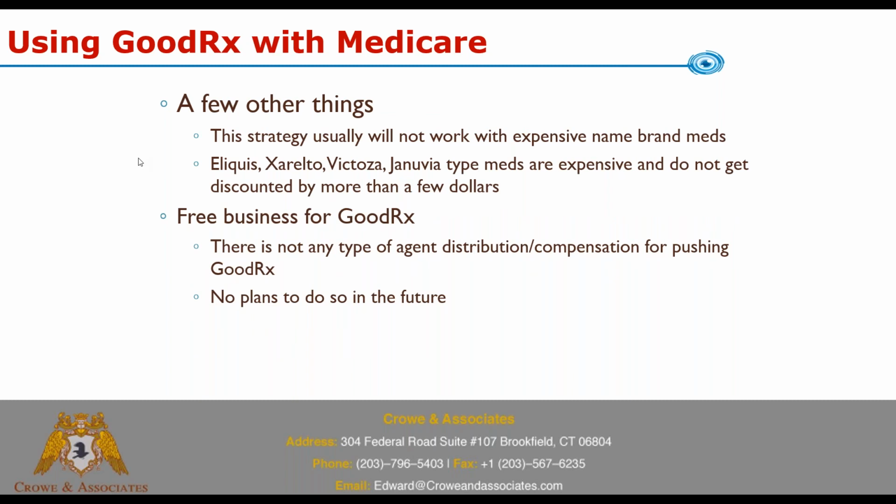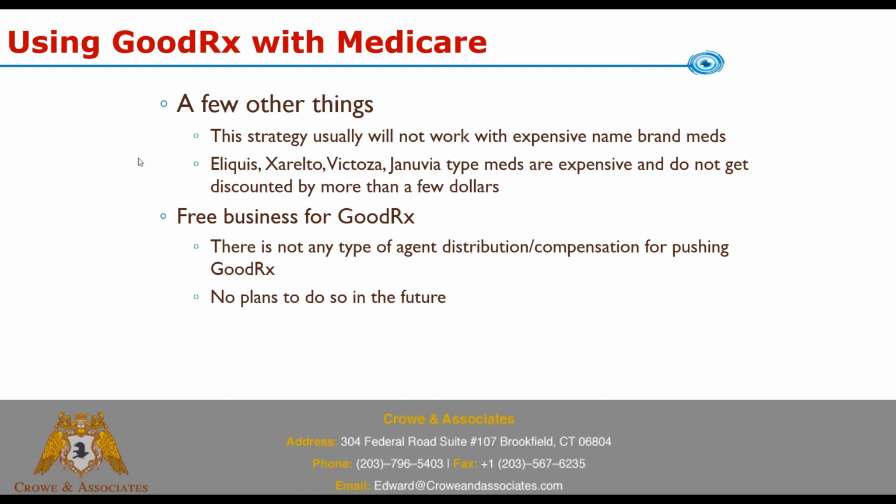So a few other things. This strategy will not work with expensive name brand meds. Examples: Eliquis, Xarelto. I was going to say Pradaxa, but nobody takes Pradaxa really anymore. It's all Eliquis and Xarelto. For those not familiar, those are blood thinners. There is no generic for them. You don't need lab work when you take those drugs. That's why people take them, because you don't have to go like with warfarin or Coumadin, which are dirt cheap. But with warfarin and Coumadin, you usually need monthly lab work.